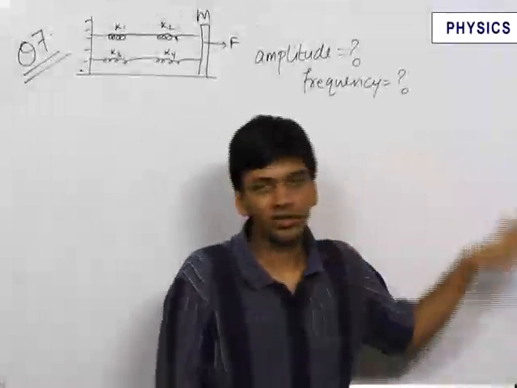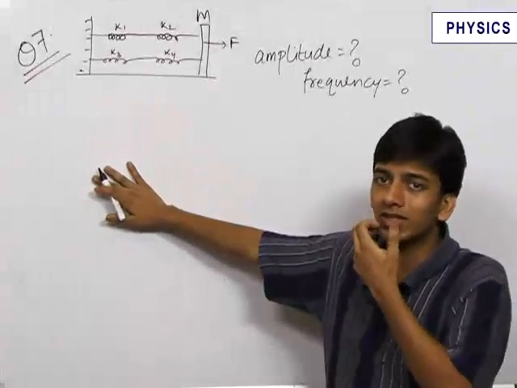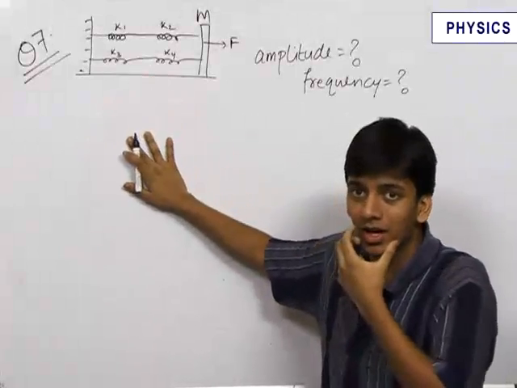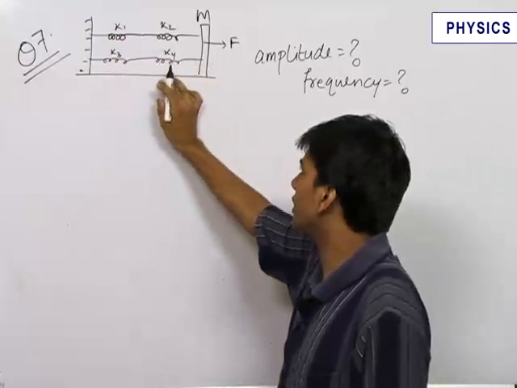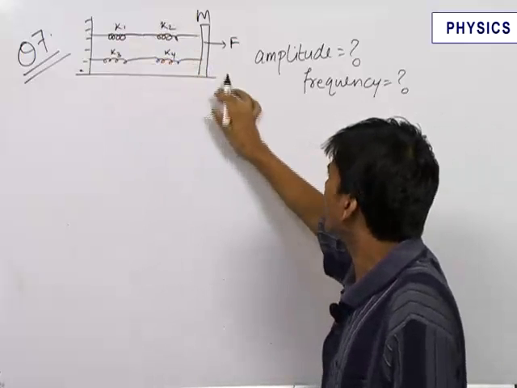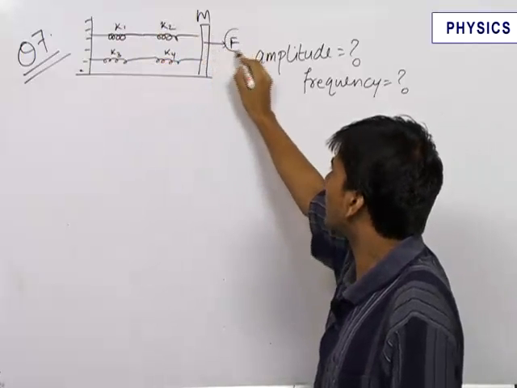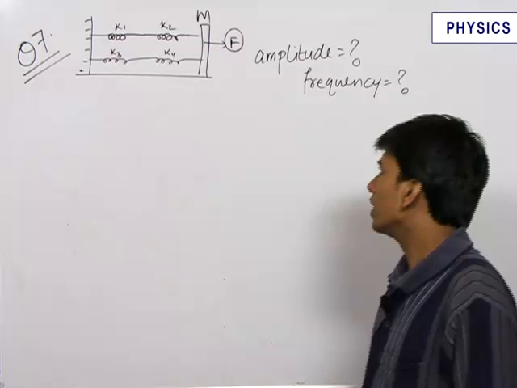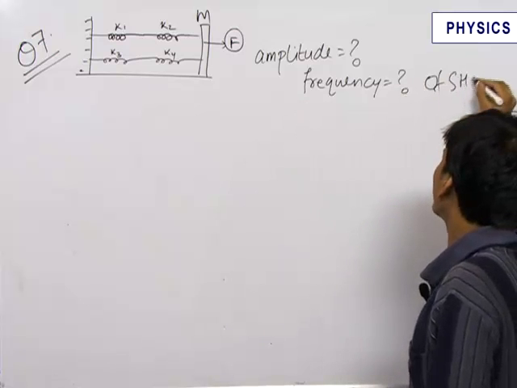This question will appear to be difficult, but it is a very easy one if you know the concept of combination of springs in the case of SHM. Here we have 4 springs of spring constant K1, K2, K3, K4, arranged as shown. This is a mass M, and there is a constant force F acting on this block of mass M. We need to find out the amplitude and frequency of the resulting SHM.